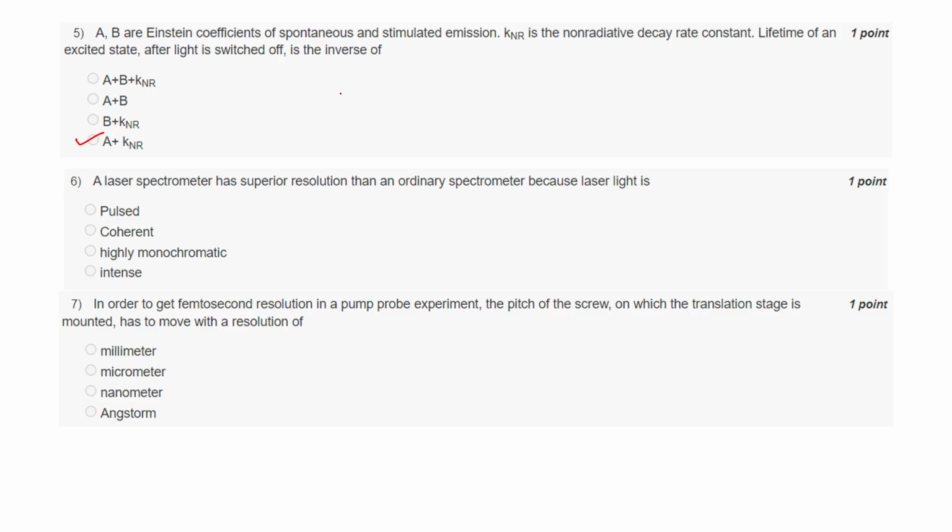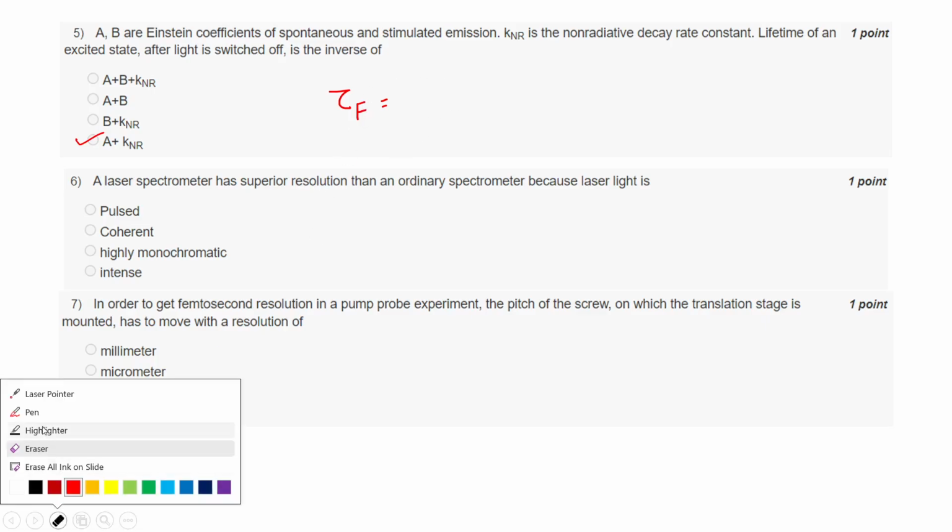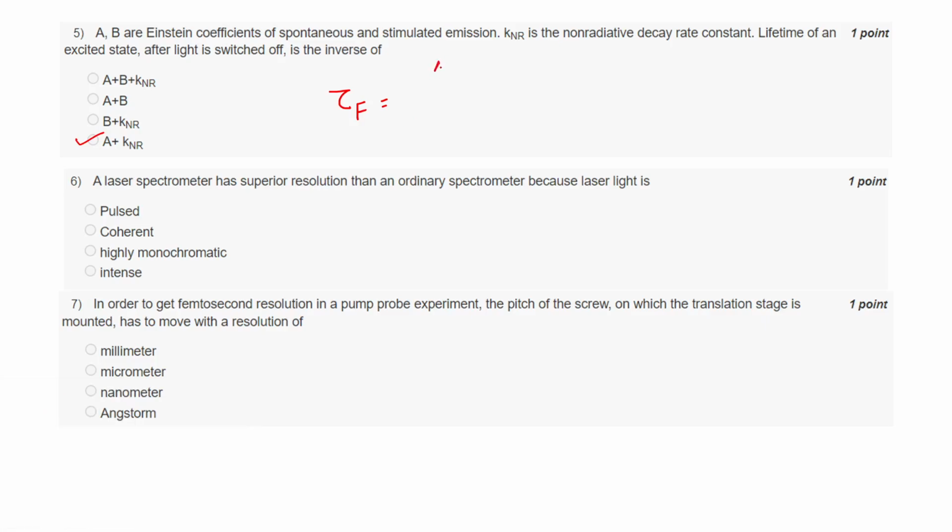So I should write it once here also. Tau f, or maybe only tau, the fluorescence lifetime, is 1 over A plus KNR.